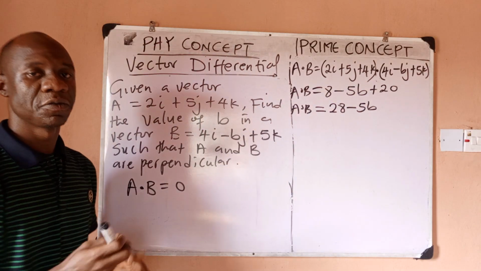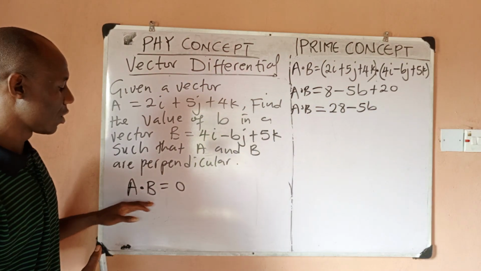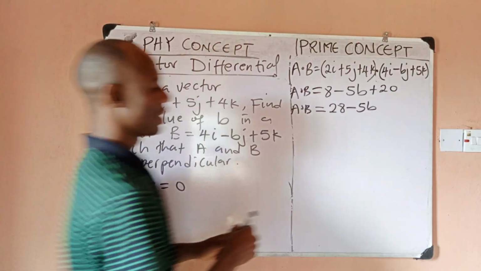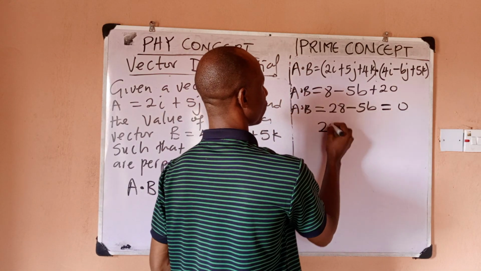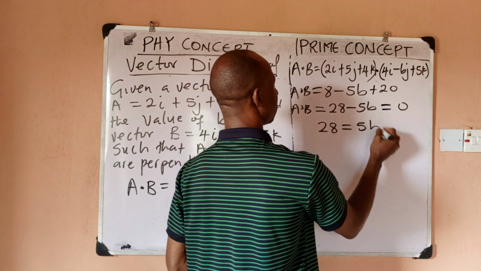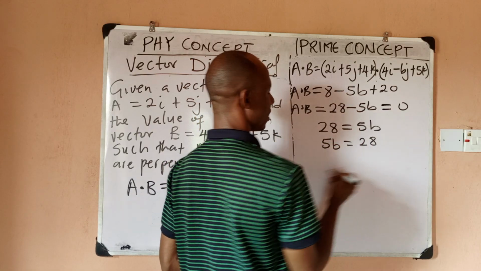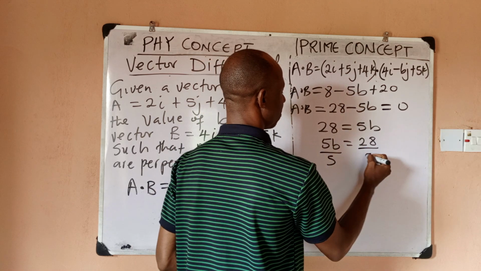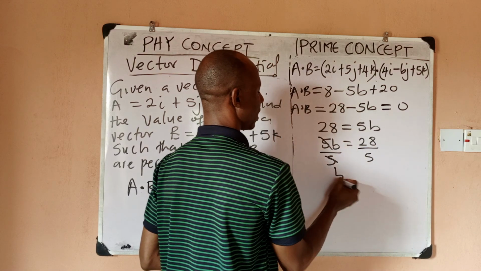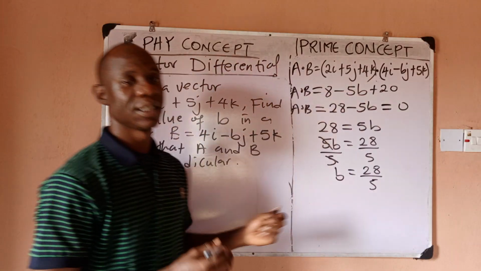Remember that for the two vectors to be perpendicular simply means their dot product is 0. So it means I'm going to equate this to 0, so that I have 28 equals 5b, or I can say 5b equals 28. To find b, I'll divide both sides by 5. So I'll have, by 5, this would go, then b becomes 28 divided by what? 5, and this is my answer.